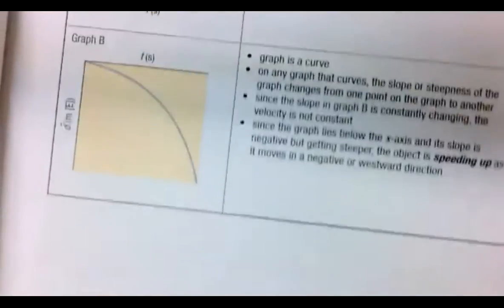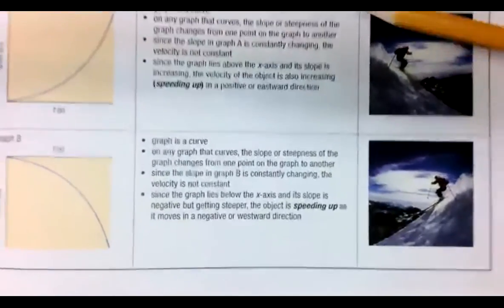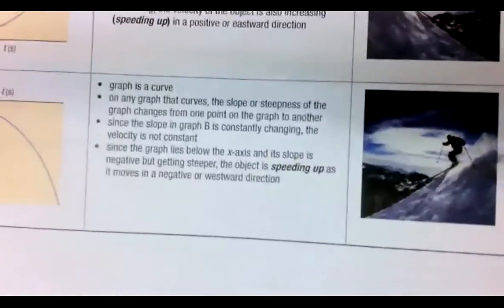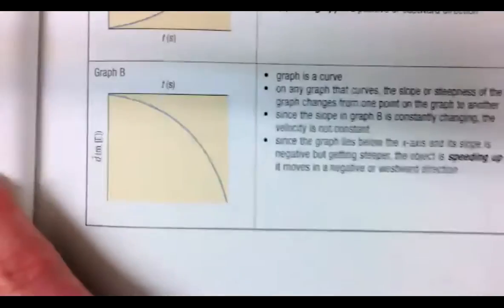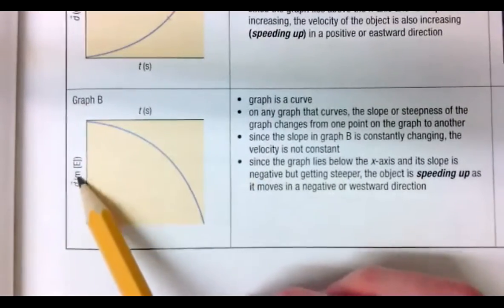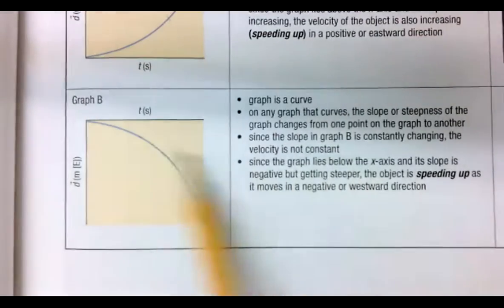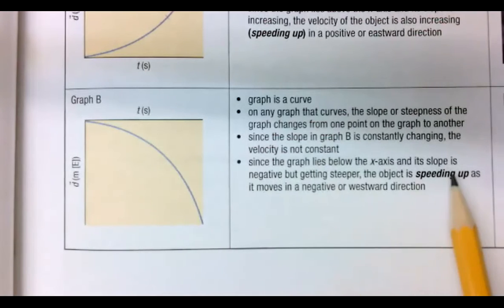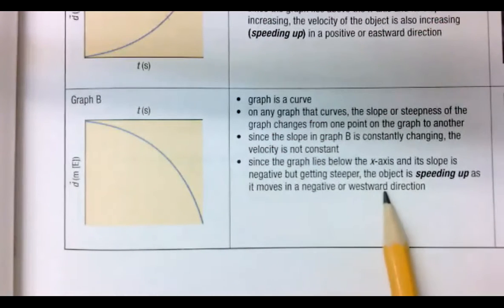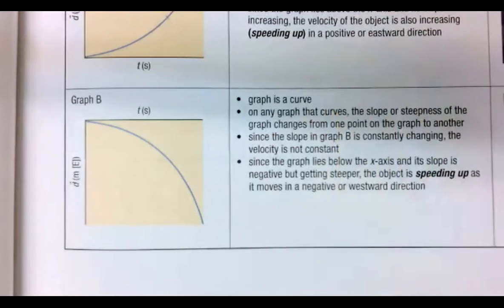The only, well, not the only difference. Notice also, like in the picture there, the person's going downhill to the right. This person here is going downhill to the left. So they're still, sorry, this camera is good. It's just tricky. It's also east here. If this was west, the graph would look like the other one. Everything else is the same. Since the graph lies below the x-axis and its slope is negative but getting steeper, the object is speeding up as it moves in a negative or westward direction. Okay, it's speeding up over here too, but it's going in an eastward direction. Any questions about those two?